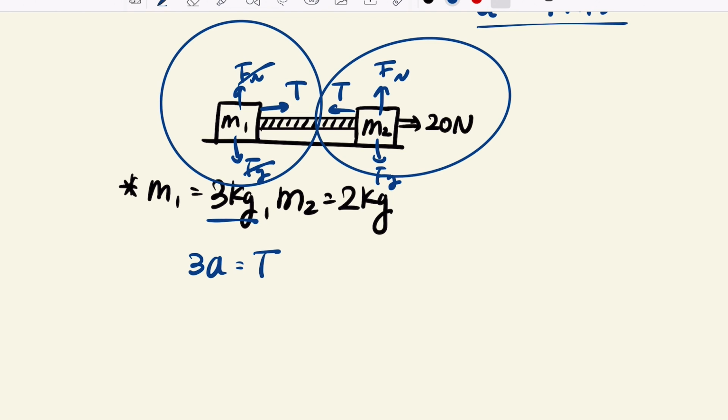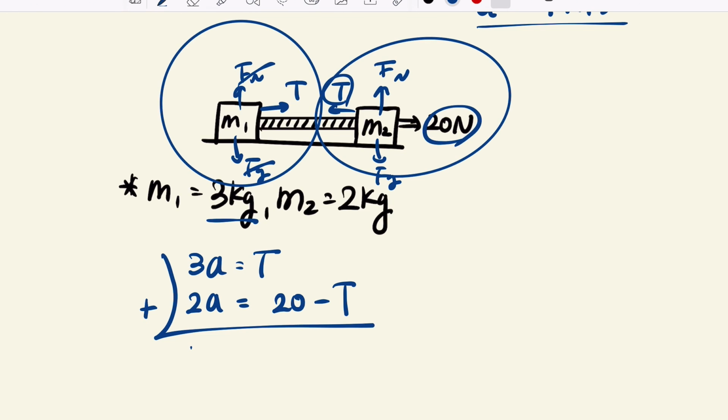And for the second box, 2a, because we're assuming that M2 is 2 kilograms, equals 20 minus T, because again, we're assuming that these boxes are moving towards the right direction, and therefore, it's 20 newtons, this is a larger force than T. So 20 minus T, since T is acting towards the opposite direction as the 20 newtons. So if we add these equations, we get 5a equals 20, and therefore a is 4 meters per second squared.